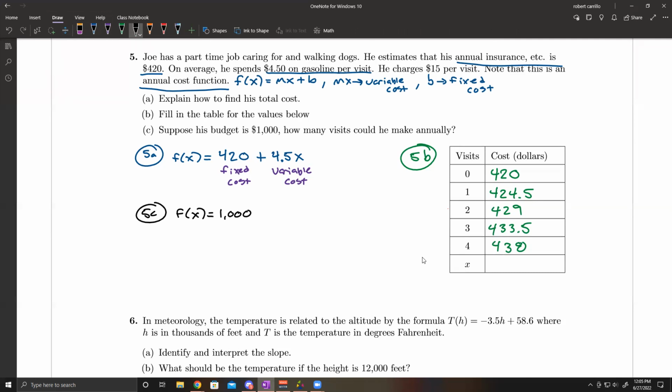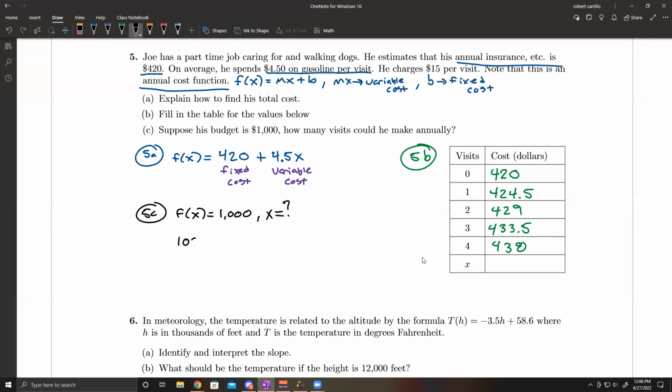So remember, visits here are represented by x. So it says if f of x is 1,000, what is the value of x? This is just like the function notation we were doing on the last set of notes. It just wants to know how many visits could he make if he has $1,000 in his budget. So what we're going to do is take 1,000, plug it in for f of x, and solve for x.